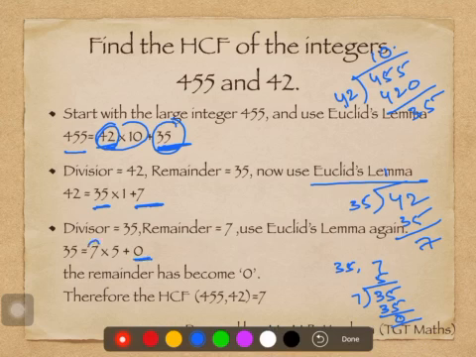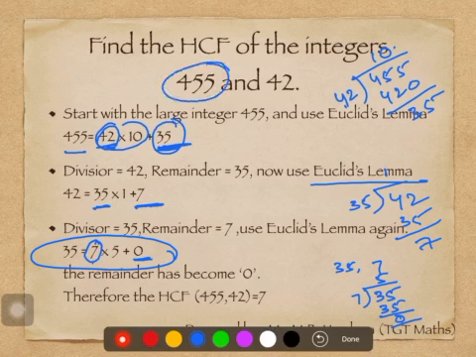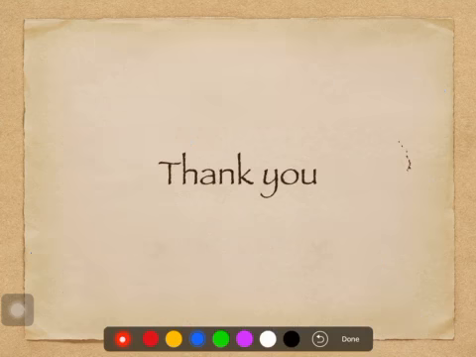Here the remainder is 0. So the divisor at this stage is the HCF of the taken numbers. What are the taken numbers? 455 and 42. So the HCF of 455 and 42 is 7. I think you have understood the topic.